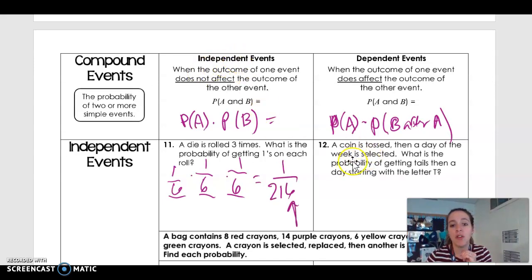Okay, so let's look at number 12. When we're doing this, we have to first figure out, is it dependent or independent?